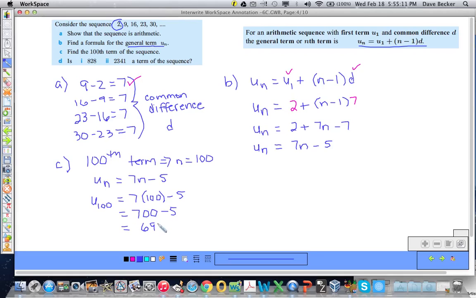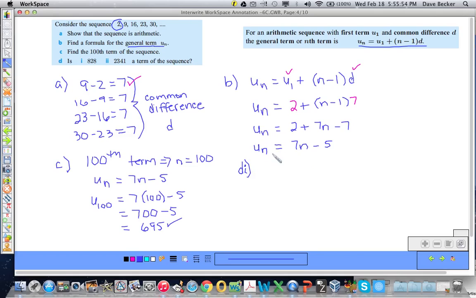That means if I just kept adding 7, right? First term, second term, third term, fourth term, fifth term, and I kept adding 7 all the way to the 100th term, it would be 695. And finally, the last question we'll answer for this video, part 1, is 828 a term of the sequence, and also 2341. So this is D, I. Well, if it's true, oh, this is handy, my formula right here. If this is true, then n would have to be an integer, because remember, n is a positive integer.